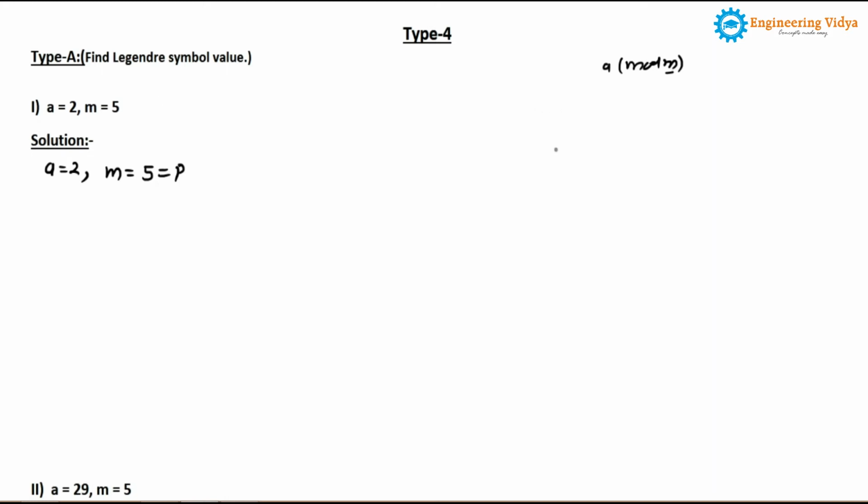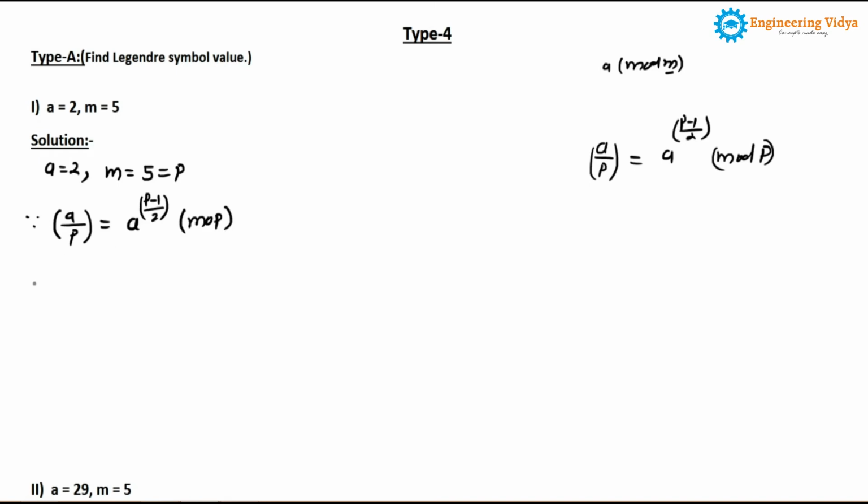We know the Legendre symbol is denoted by a over p inside the bracket, and the formula is a raised to p minus 1 divided by 2 mod p, right? So this is the formula. By using this formula we can calculate the Legendre symbol value, so we'll apply this formula over here. The Legendre symbol of a and p is equal to a raised to p minus 1 divided by 2, mod p.